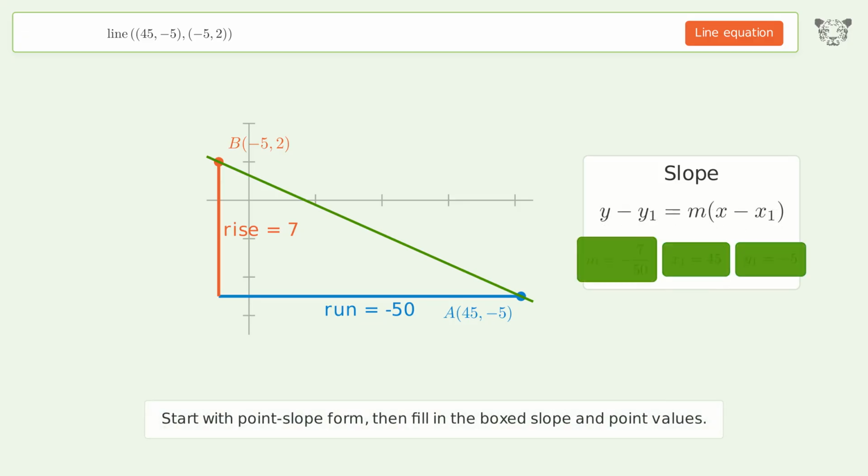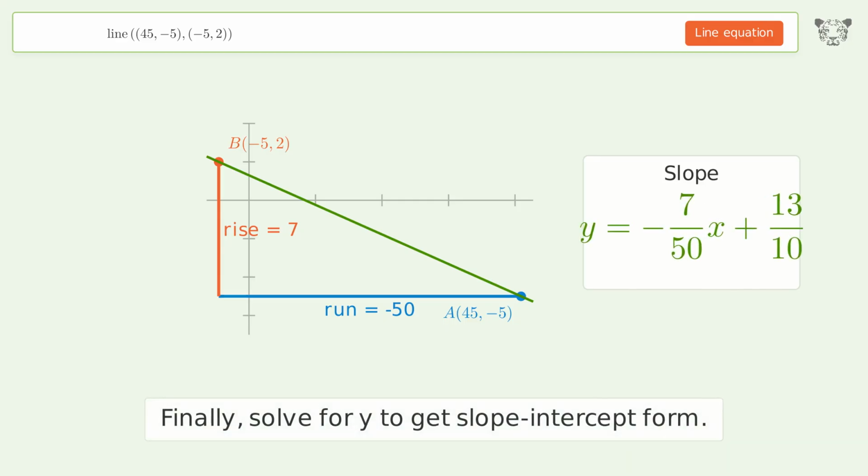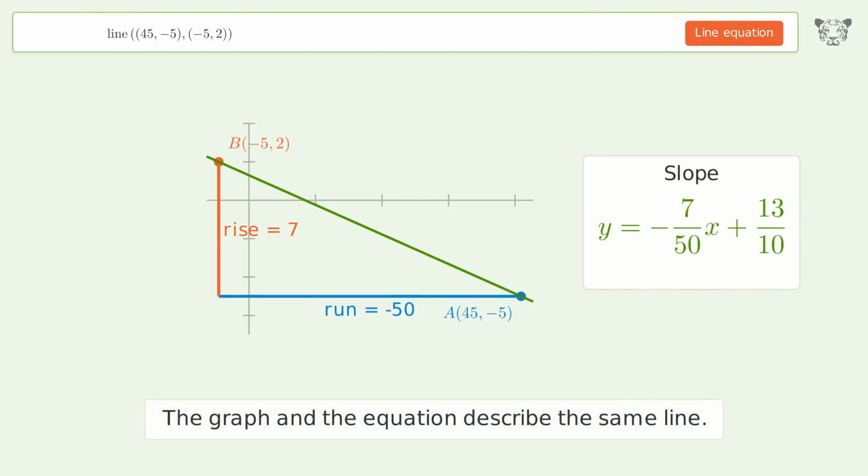Start with point slope form, y minus y1 equals m times x minus x1. Then fill in the boxed values, slope is -7 over 50, x1 is 45, and y1 is -5. That gives the specific point-slope equation for this line. Finally, solve for y to get slope-intercept form. The graph and the equation describe the same line.